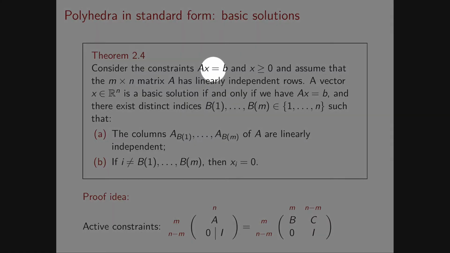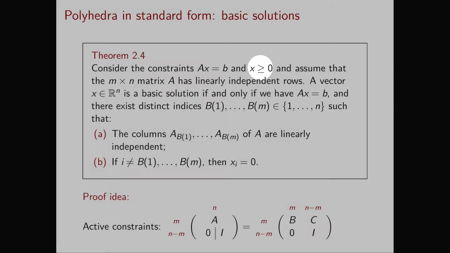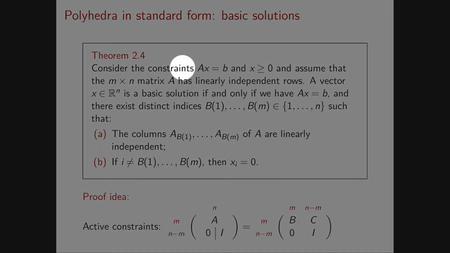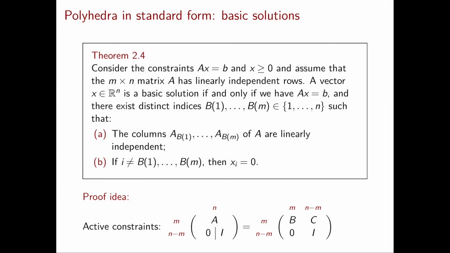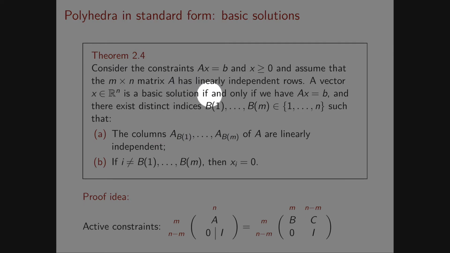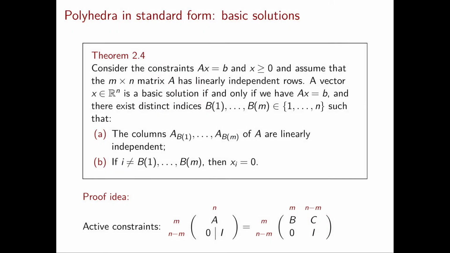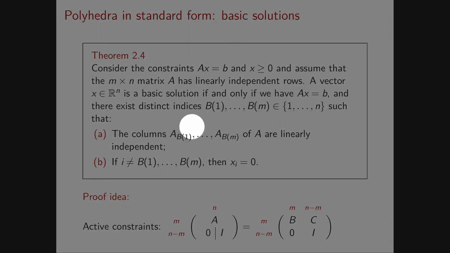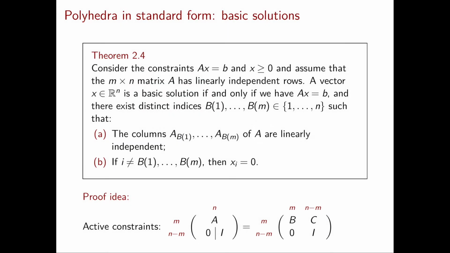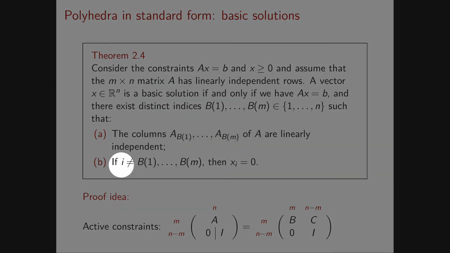Consider the constraints Ax = b and x ≥ 0, and assume that the matrix A, which is an m by n matrix, has linearly independent rows. A vector x in R^n is a basic solution if and only if we have Ax = b and there exist distinct indices B1 until Bm among 1 to n such that the columns A_B1, ..., A_Bm of A are linearly independent, and if i is an index different from B1 until Bm, then x_i = 0.